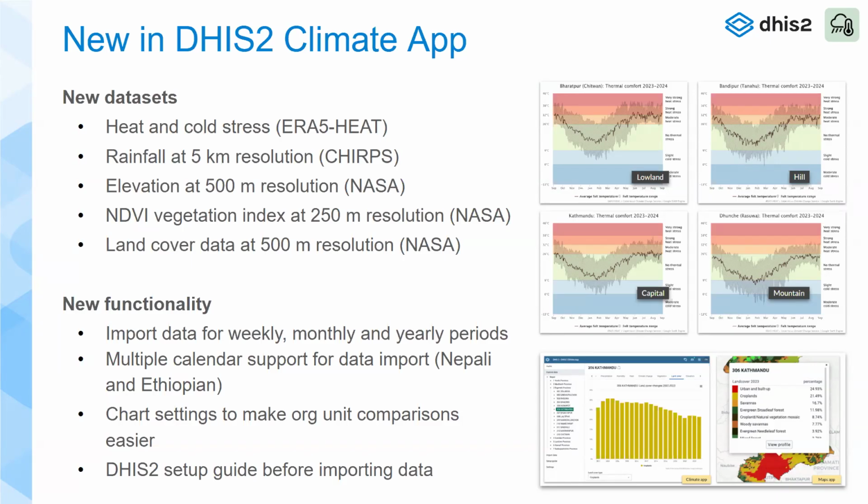Okay, so then we have vegetation index, of course, and land cover is super important when it comes to mosquito breeding and so forth. New functionalities you can see here. You will hear more tomorrow. This is a teaser.